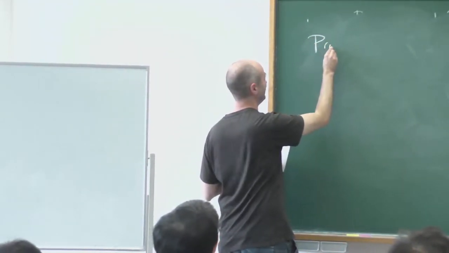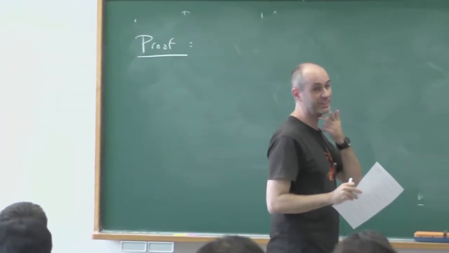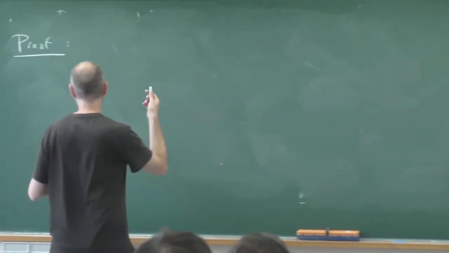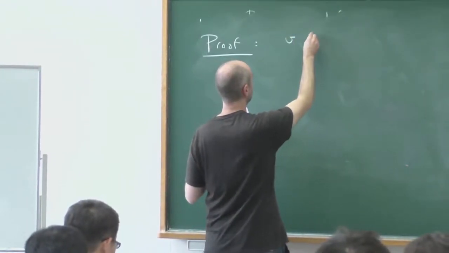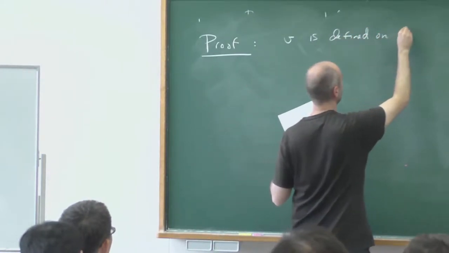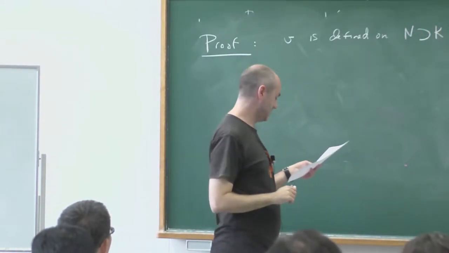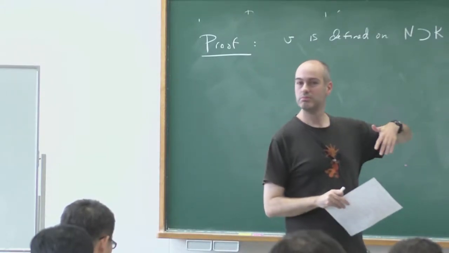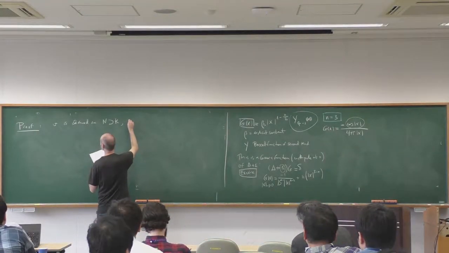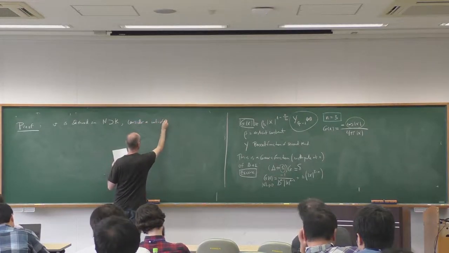So, proof. Okay. So first, I'm going to extend the function v. Recall you have a function v defined on this neighborhood N containing K. Now I extend it just by brute force. I'm going to consider a cutoff function.